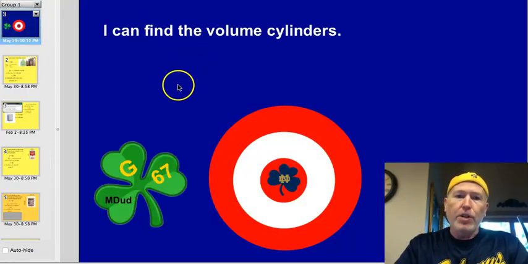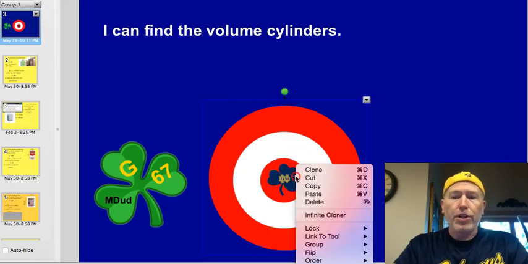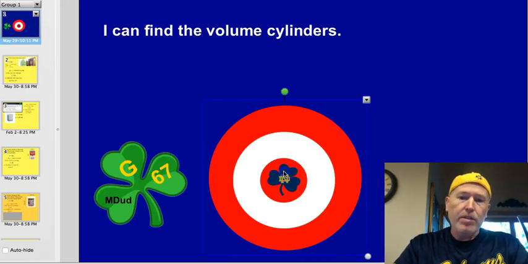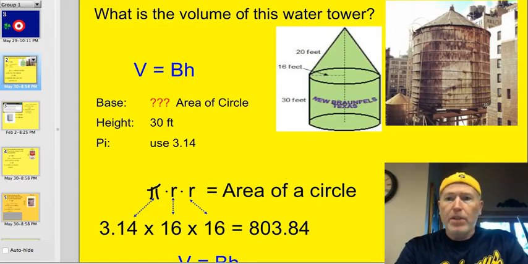All right, tonight officially I can find the volume of cylinders. Let's do this thing. What is the volume of this water tower? All these primitive looking water towers here were just cylinders with a little cone or lid on there. The cone didn't hold water. It's just to help shed rainwater and keep birds out. So we just need to find the volume of the cylinder down below it.